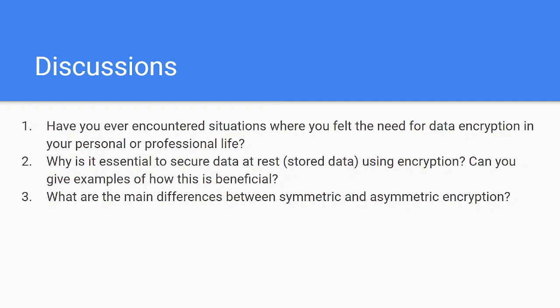The next question is, why is it essential to secure data at rest, that is stored data, using encryption? Can you give examples of how this is beneficial? If data is in a database, on your phone, on your laptop, or on your disk, why should you encrypt it? Why shouldn't you only bother with where you are transferring the data? Give an example of why you think that's good to do.